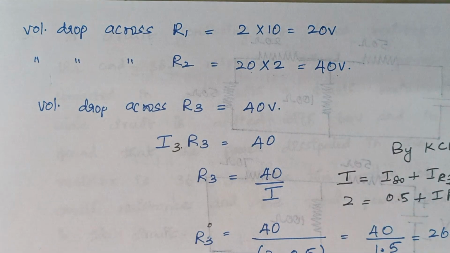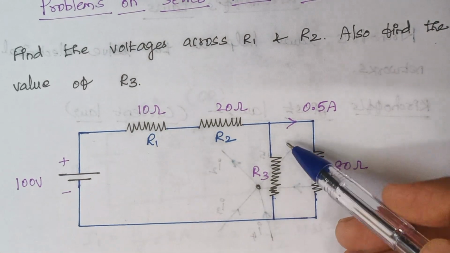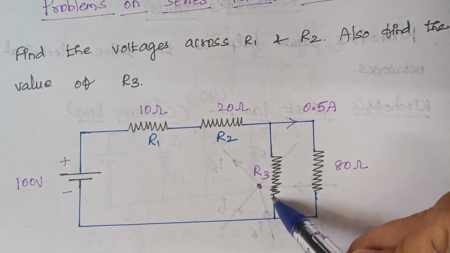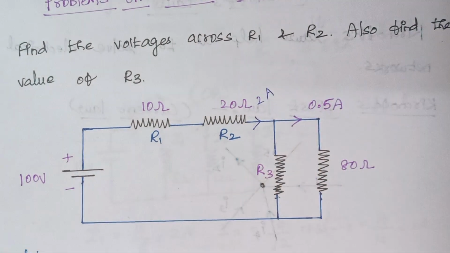Right. Now the next thing is, we need to calculate the value of this unknown resistance R3. Okay, we had calculated the value of I here, that is 2 amps.